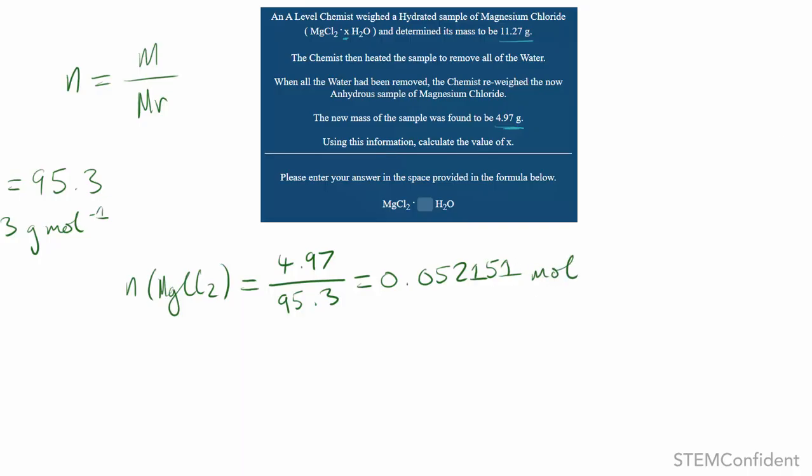So for H₂O, although it doesn't explicitly tell us what the mass is, if we take the 11.27, which is the hydrated mass, right? So 11.27 grams. And if we subtract from that the anhydrous sample mass, which is effectively the sample mass contributed by the MgCl₂ component, what we're going to be left with, of course, is the H₂O aspect. So minus 4.97 grams, right? That's going to be 6.3 grams, okay?